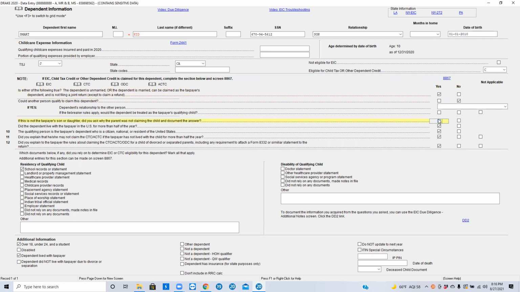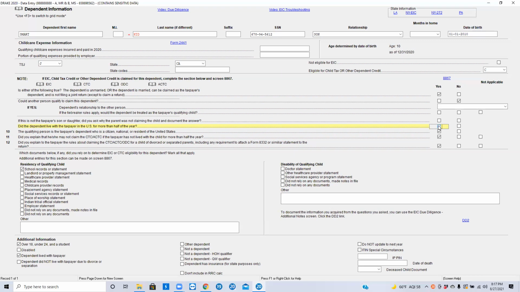Okay. This question here: did the dependent live with the taxpayer in the US more than half a year? In these short questions, there are a few things you need to be sure of. Number one, the dependent in this situation is their kid, who lives with the taxpayer for more than half a year. Half a year means 6 months and 1 day or more.